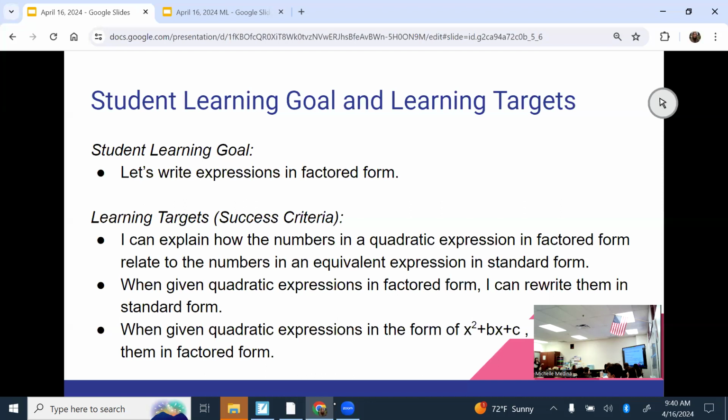In last unit, we went from factored to standard. So where we like FOIL, where we double distributed, where we did the box method. We went from factored to standard in the last unit. Now we're going in the opposite direction.